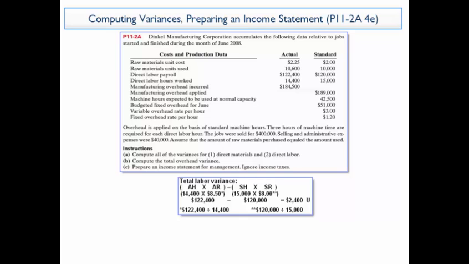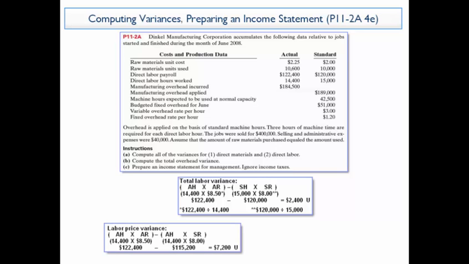Now let's break the total labor variance into its component pieces. First we'll look at the labor price variance. The labor price variance is calculated by taking actual hours times actual rate, which we've already worked through how we derived the 122,400 when we looked at the total labor variance.